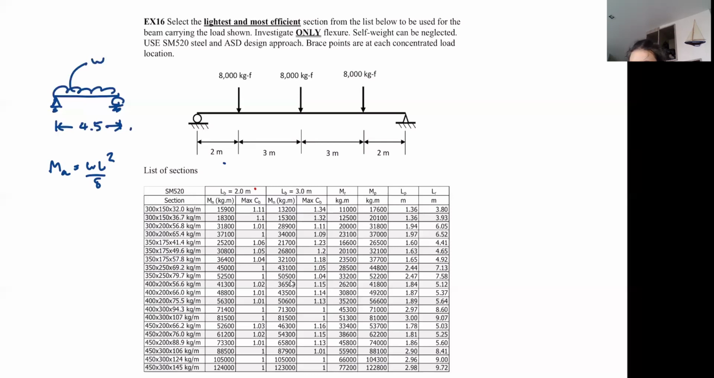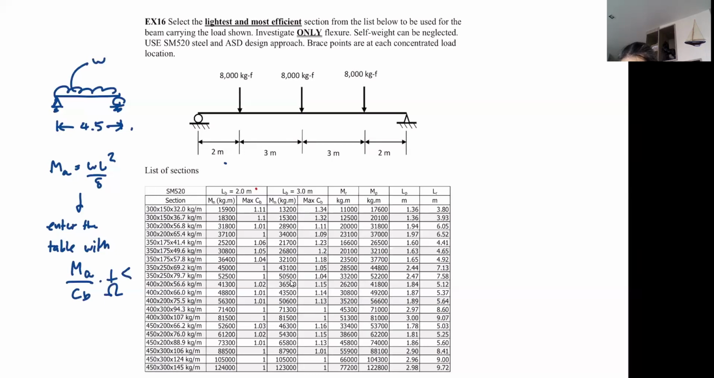So before you enter the table, you may enter the table with the value of MA divided by CB. But don't forget that you have to include a factor of safety somewhere too, because this moves from the nominal side. And this cannot be greater than the nominal moment. So that's how you can pick the beam.